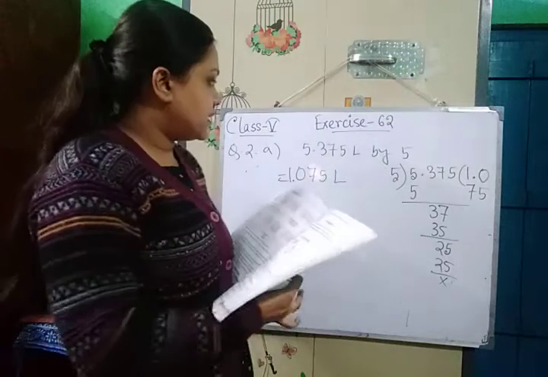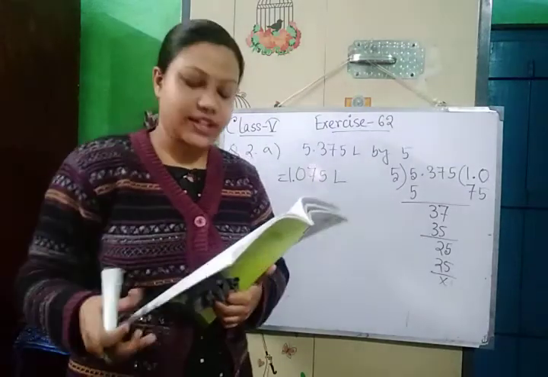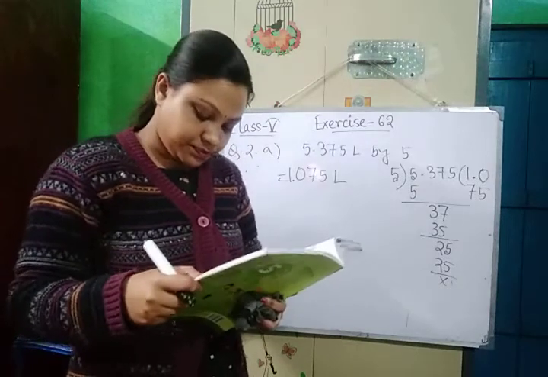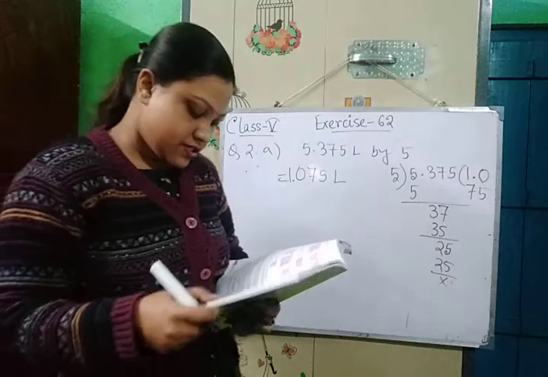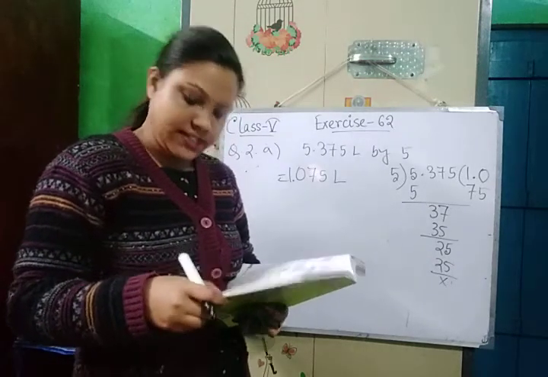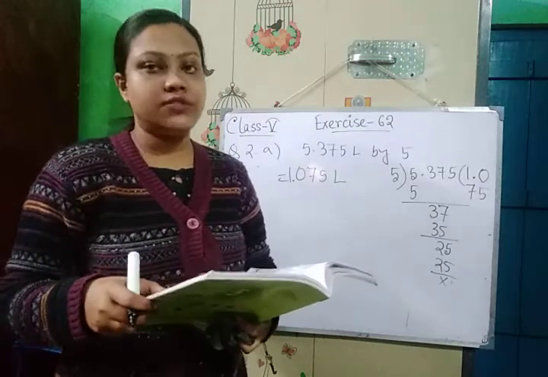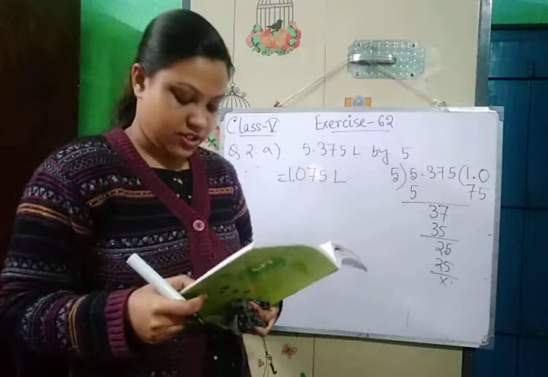Since it's already in liter, that's why we have just divided it by 5. If it's in ml, then we will first convert it to liter, then we will divide. Okay. Now see, in question number 2, all the sums are in liter only. So that's why we don't have to convert it to anything. You will just divide. Okay, simple division.